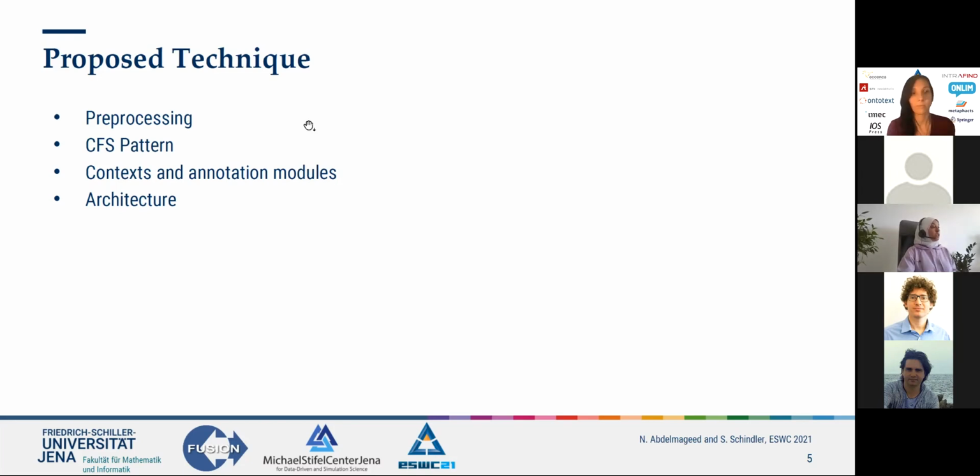For the proposed technique, in the following, I would cover the used pre-processing steps, the CFS pattern we chose, our contexts and the annotation modules for the pipeline, and finally the architecture.